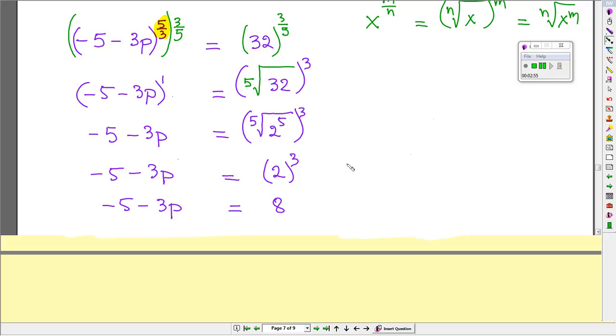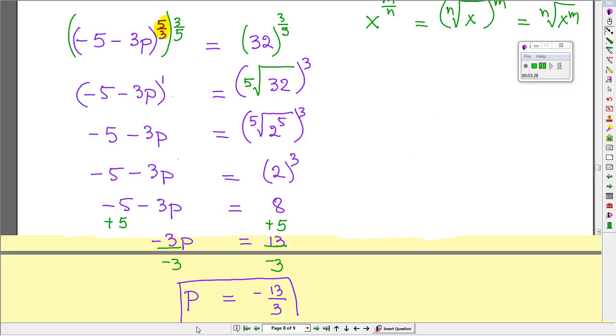In the next step, we'll go ahead and add 5 to the left and then add 5 to the right. We try to isolate the p, so we have -3p equals 13. And the last step, we are going to divide both sides by -3. So we found p is -13/3. This will be our answer.